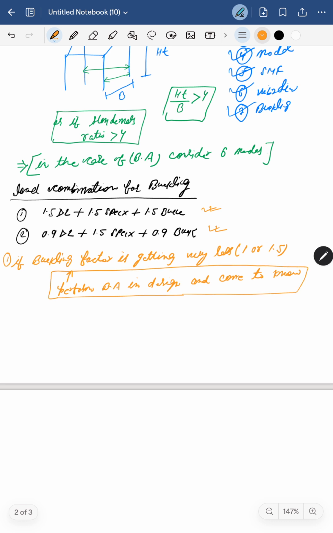After performing the buckling analysis, you will get the analysis result, and there will be a buckling factor value. You have to check how much buckling factor value you are getting. Suppose the buckling factor value is very low, between 1 and 1.5. In that case you have to consider the buckling analysis in design, or your structure is not safe against buckling, so you have to modify it. Clear?